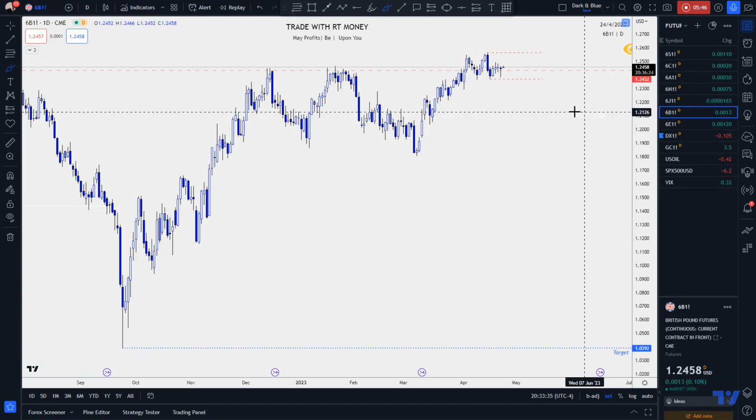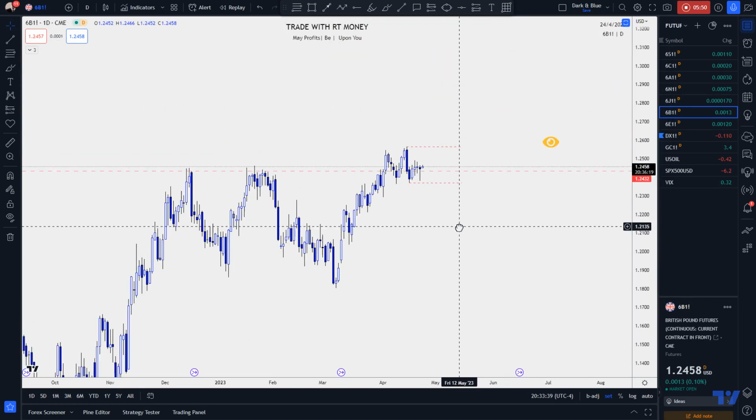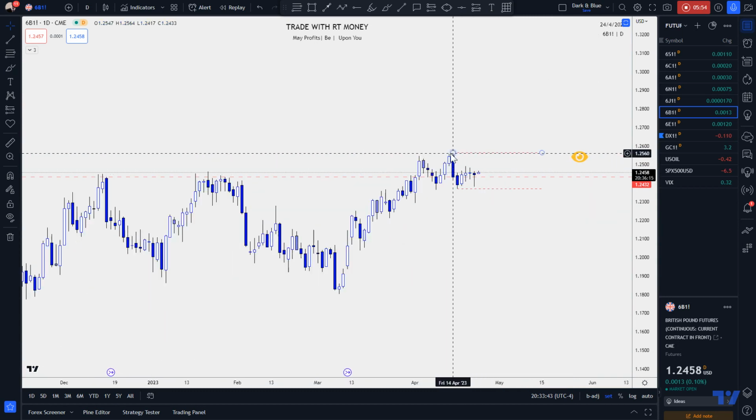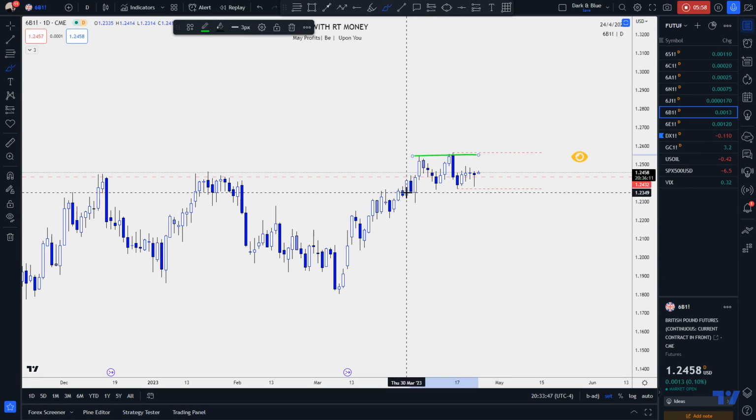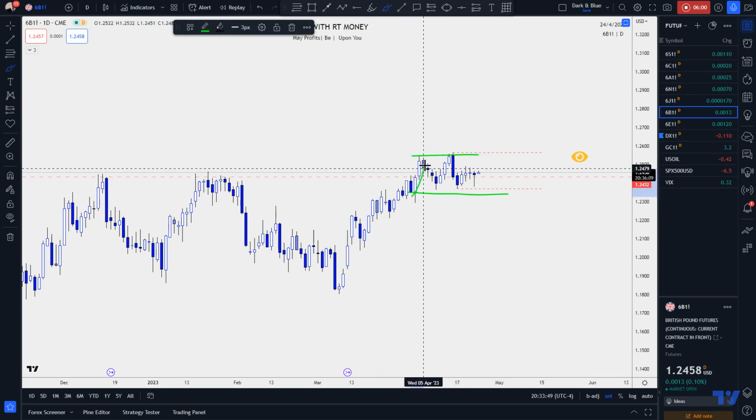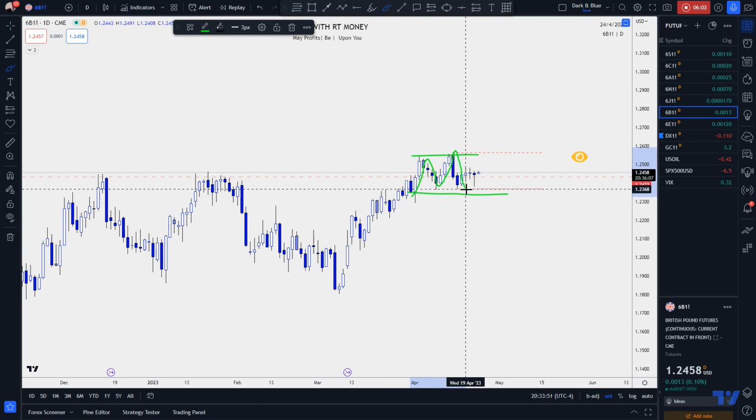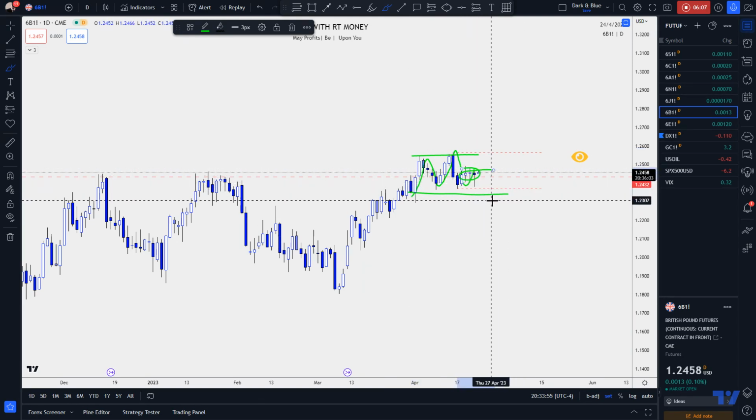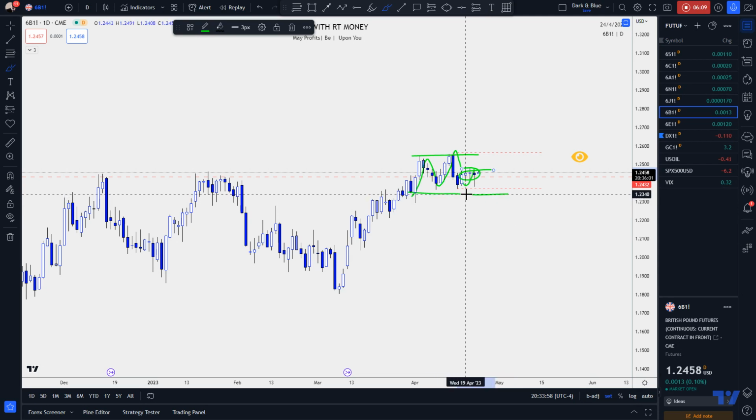All right, the British pound is a funny one. This one I have a cautious eye on. I'm looking at the range that it's in, right? From the top to the bottom here, it's playing in between these areas, and we're right in the middle. So I'm waiting for a decision time. This is a decision point, right?